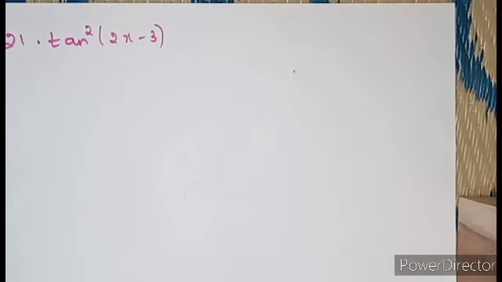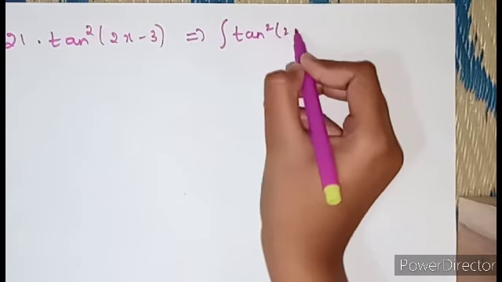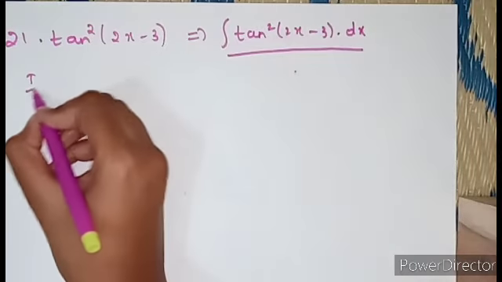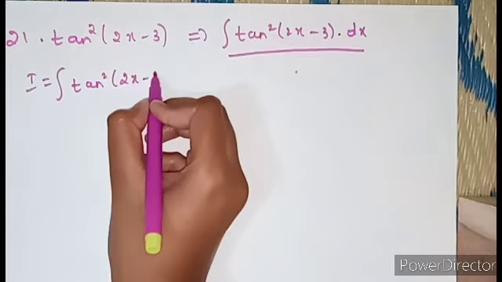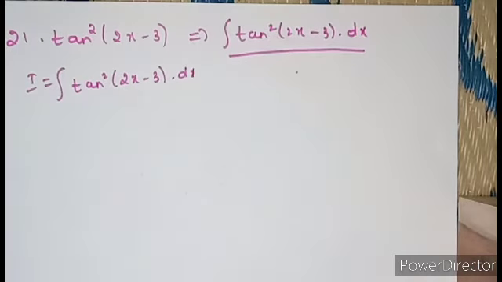Here comes the 21st question, tan square of 2x minus 3. First what we have to do is take the integral of tan square 2x minus 3 dx. Let us take this function as I is equal to the integral of tan square of 2x minus 3 into dx. Now observe this function, we don't have the formula for tan square, right? So we have to use a formula. We have one formula, tan square x is equal to secant square x minus 1, right?